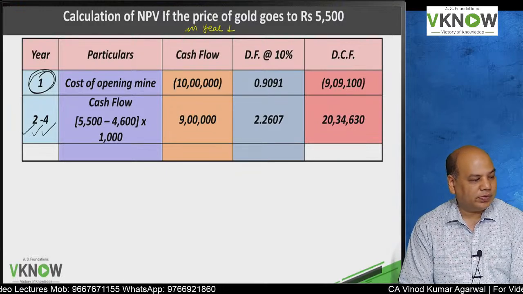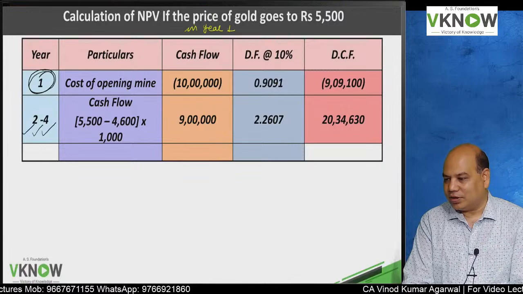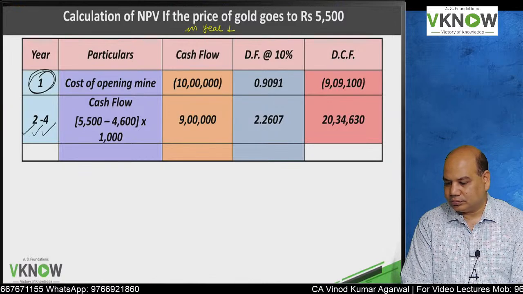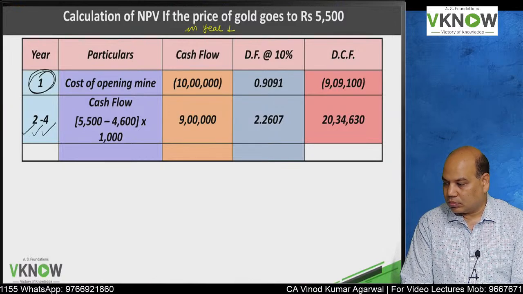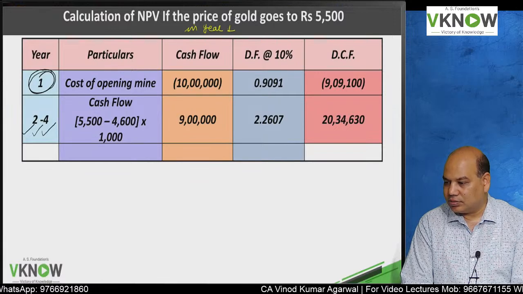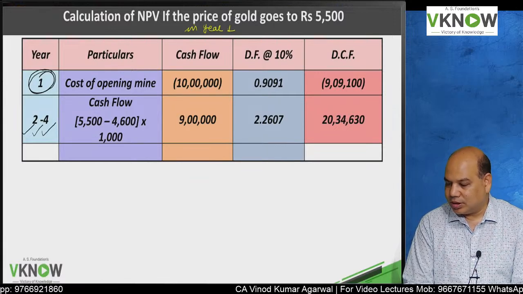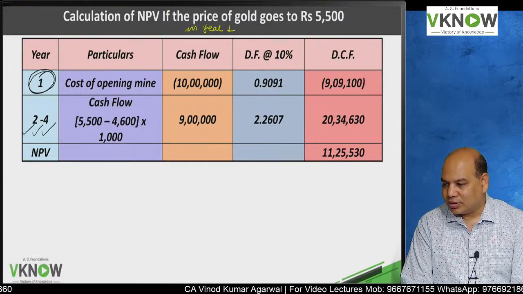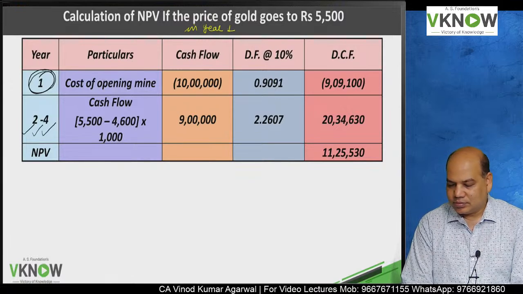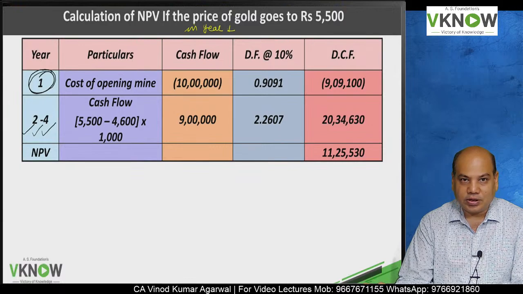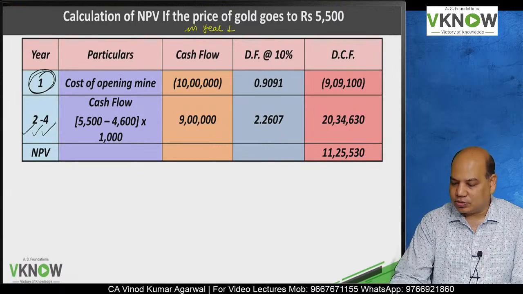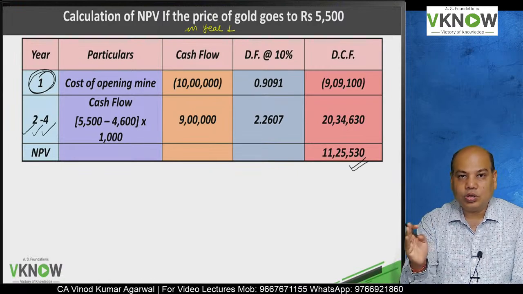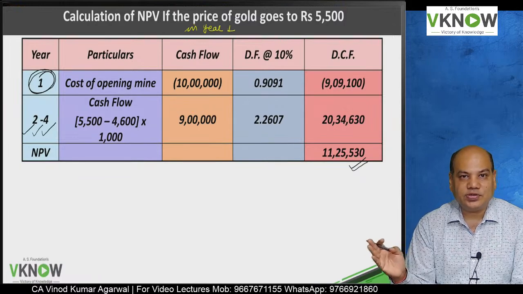Who will give me NPV? Please compute NPV, net amount. 11,25,530. So if you open the mine after 1 year, when the gold price is 5500, NPV is 11,25,530. If the gold price is 4500, NPV is 0.